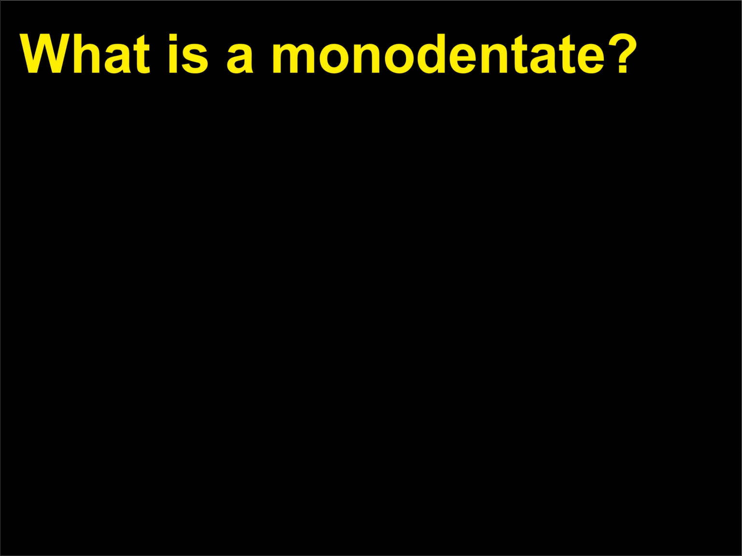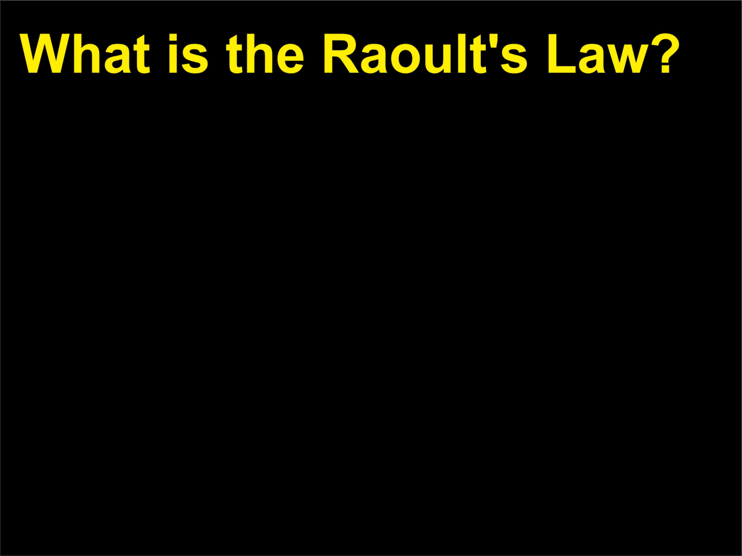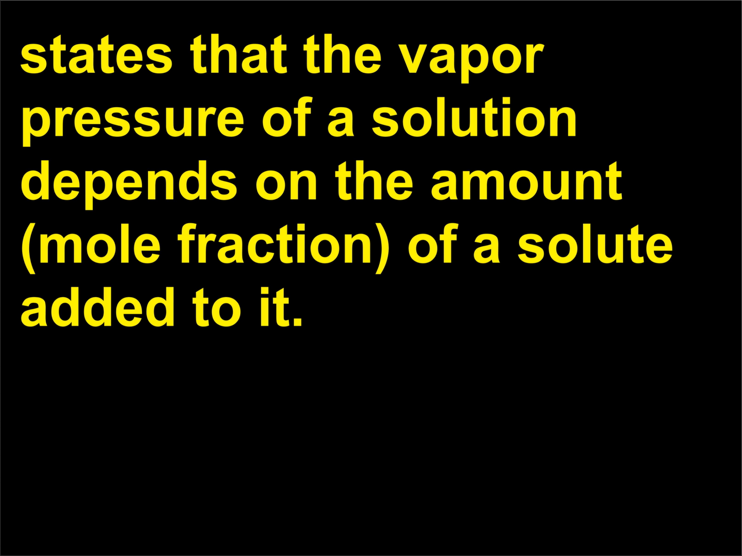What is a monodentate? A ligand that coordinates to a central atom via only one atom, compare with chelate. What is Raoult's law? States that the vapor pressure of a solution depends on the amount, mole fraction, of a solute added to it.